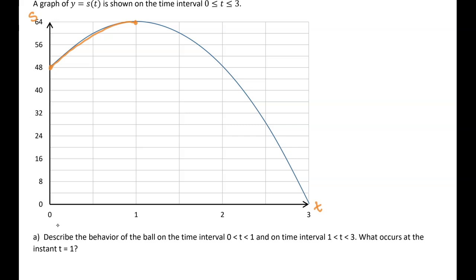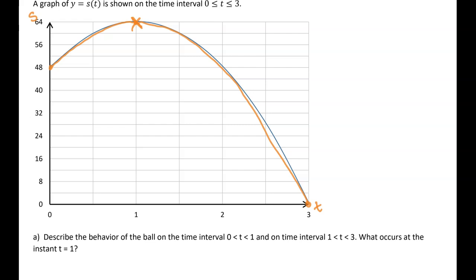The second part of this question asks us to talk about what's happening from t equals 1 to t equals 3. So that's going to be the other side of this parabola, and I would say something along the lines of the ball is falling or the height of the ball is decreasing for second 1 through 3. The last little bit is just what do you think is happening right at the instant that t equals 1? So the ball is right at the top of its trajectory.